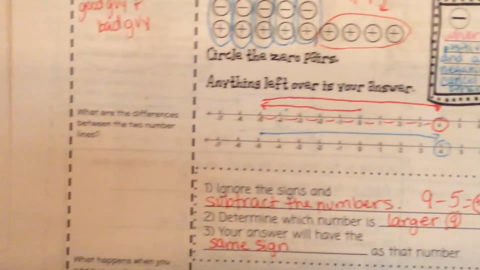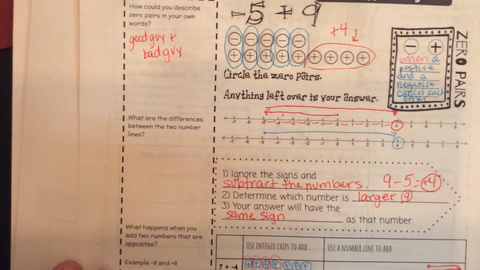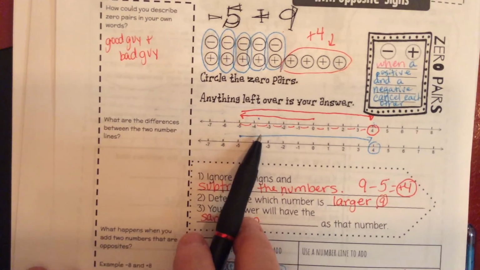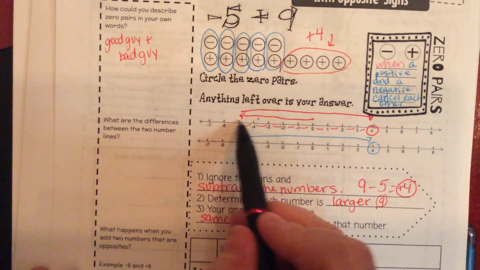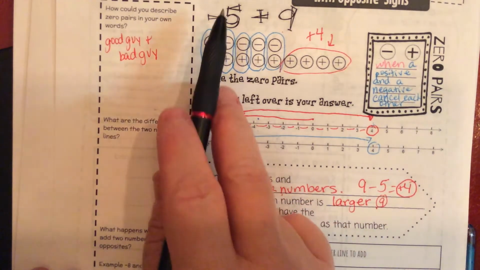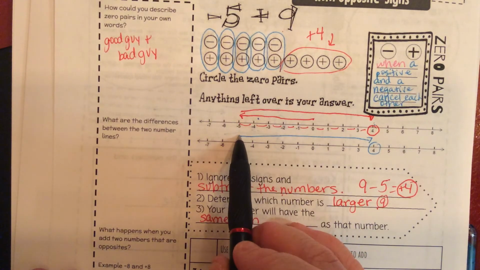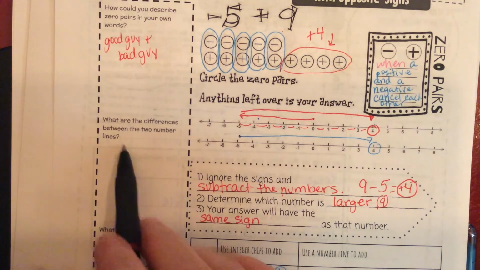Now, what are the differences between your two number lines here? That's talking about this right here. Well, the first one has an actual arrow for your first number that you're adding. The second one doesn't have that arrow, but it starts at that first number. So you write that down here.